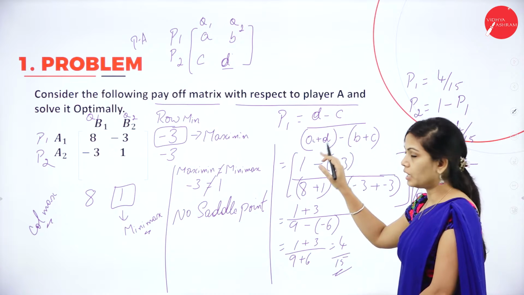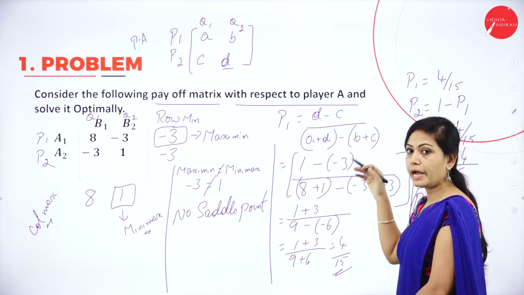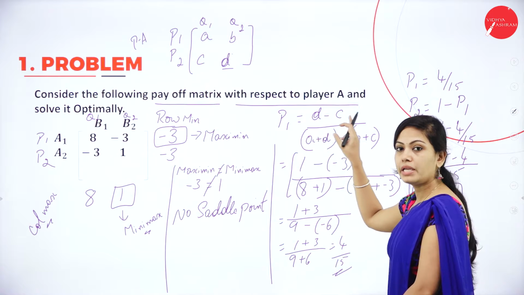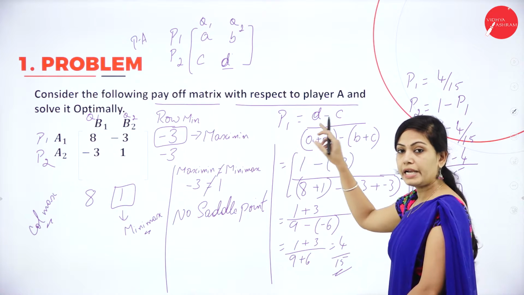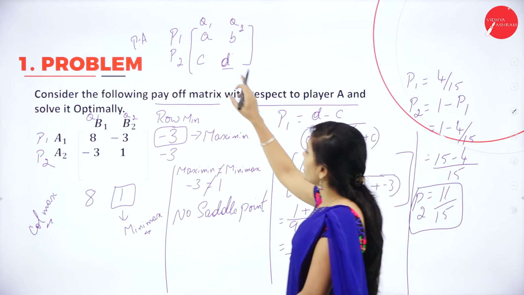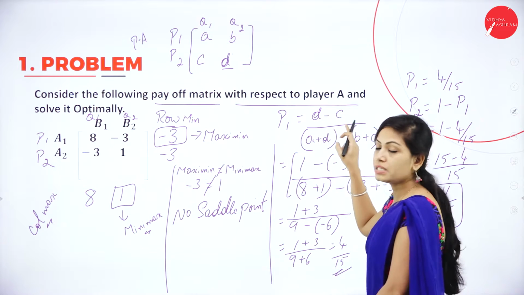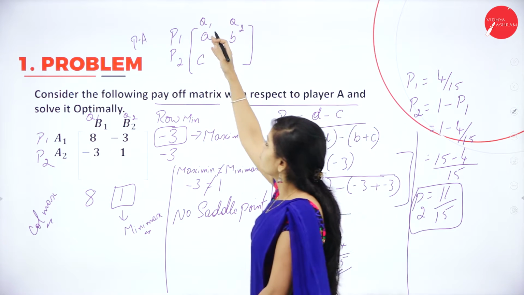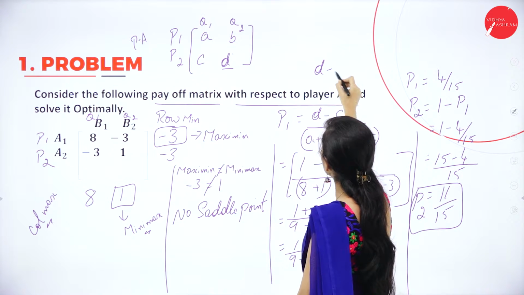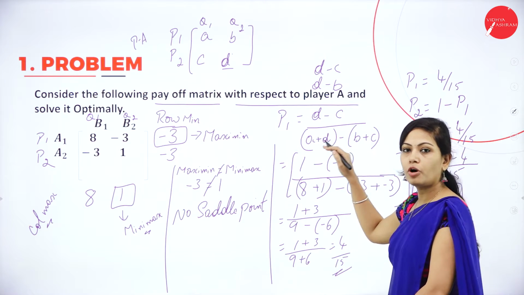Here in the P1 formula, I have used D minus C. But in the Q1 formula, I am using D minus B. Clear? I am using D minus C in P1, and in Q1 I will use D minus B, because for finding the rows, meaning P1 and P2, I will use D minus C. Next, for finding the column, that means player B, instead of D minus C, I will use D minus B.